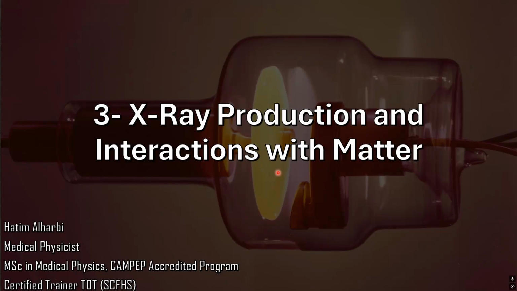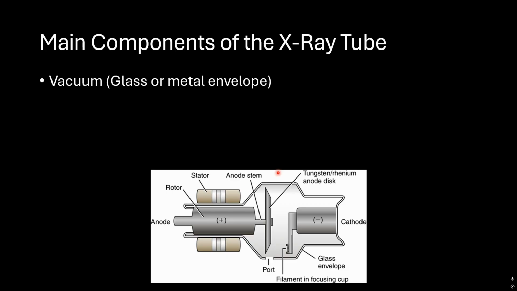Hello everyone, in this lecture we'll be talking about X-ray production and interactions with matter. We will start with the main components of the X-ray tube. First we have the vacuum, which will be made of glass or metal envelope. And then we have the cathode side, which is the negative side of the tube. And then we have the anode side, which is the positive side of the tube. Then we have the protective housing, which will protect the tube.